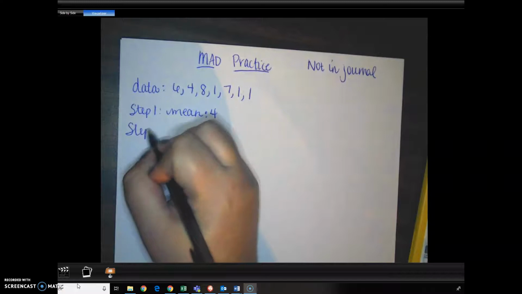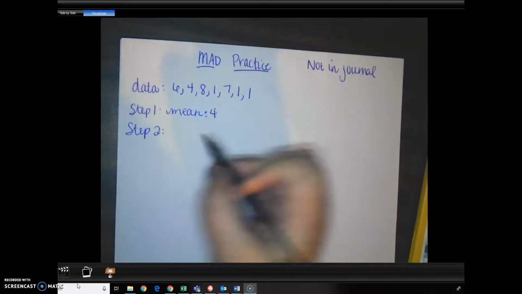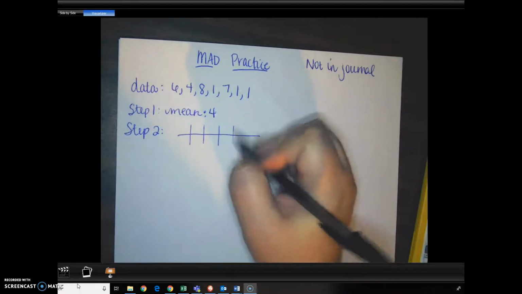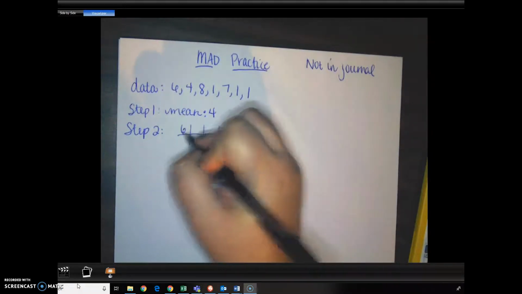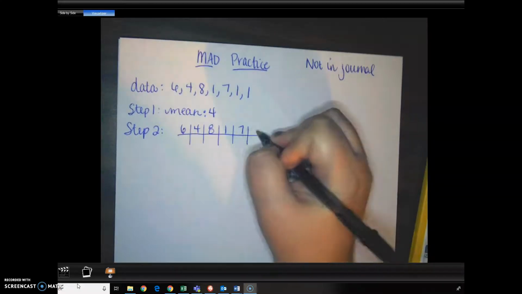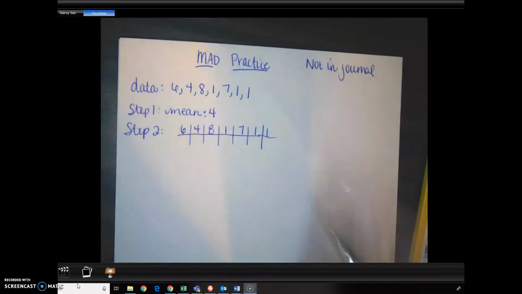Step 2 is to find my differences. Now, I like to do it as a table. Others have other ways of organizing it. But I like doing it as a table. It helps me organize my work and organize my thoughts.